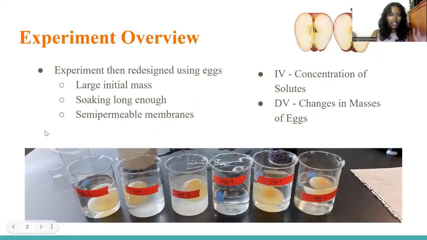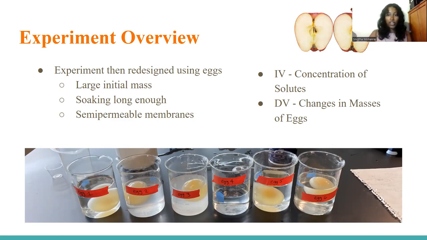So to go on to the next slide. Yeah, so this is just an experiment overview. Like I said, we started with apples, which is shown in that top photo, but then we redesigned it using eggs. And you can see that we had 6 different eggs here. And the reason, again, why we chose these eggs is because they have a large initial mass, meaning that there can be significant changes that are given to them. When we used the apples, the pieces were too small, which just it didn't work out. We didn't get noticeable results. These eggs were also able to just be soaking long enough within the samples, and we'll get into what the experiment was, so that'll make more sense as we go on.